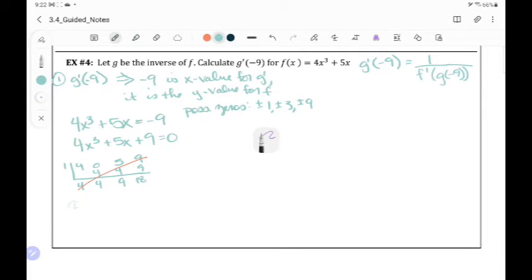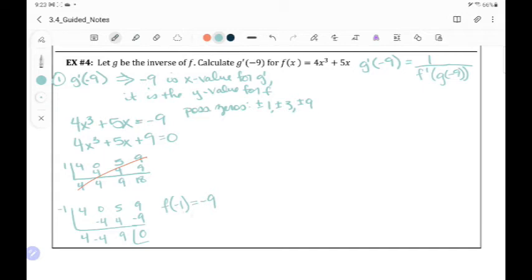So now we will do negative 1. 4, 0, 5, 9. Bring down the 4. Negative 4 times negative 1 is 4. 5 plus 4 is 9, times negative 1 is negative 9, and I get 0. Yay! So negative 1 is one of the zeros, right? I know that f of negative 1 equals negative 9.